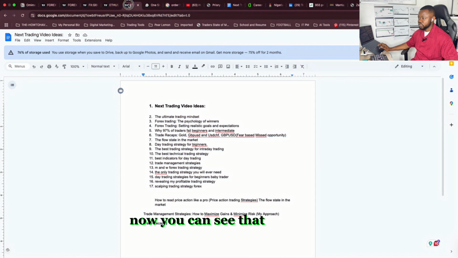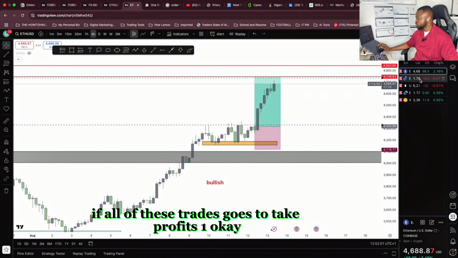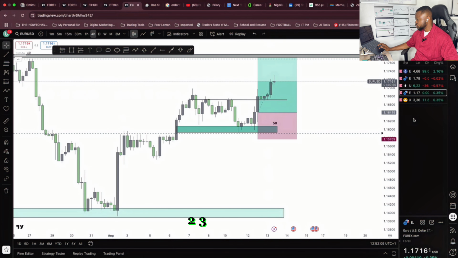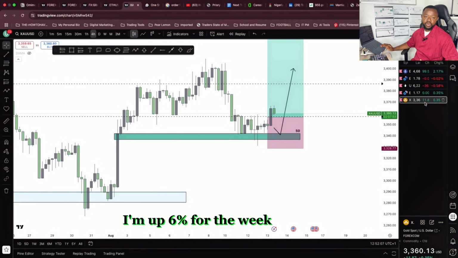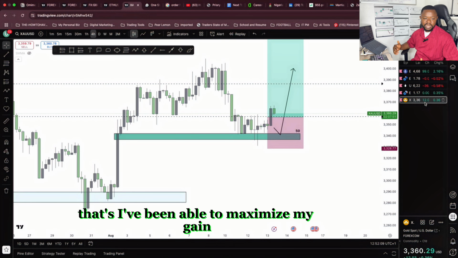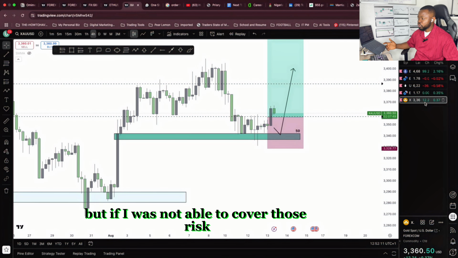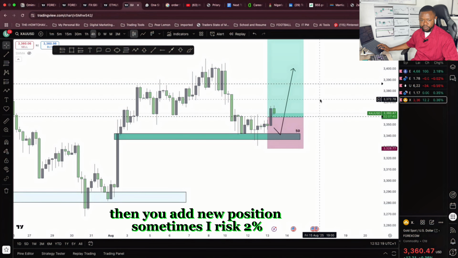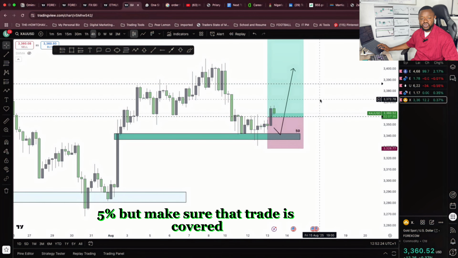Like for this week now, you can see that if all of these trades go to take profits, one, okay, not this, this is in drawdown, 1, 2, 3, I'm up 6% for the week. I've been able to maximize my gain. But if I was not able to cover those risks, I'm not able to put in a new risk. So make sure you cover first, then you add a new position. Sometimes I risk 2%, 5%, but make sure that trade is covered.